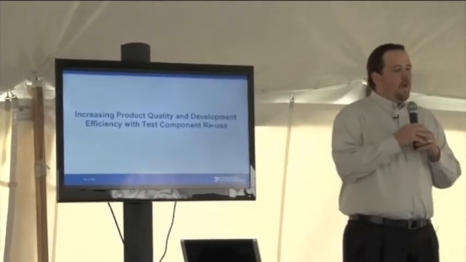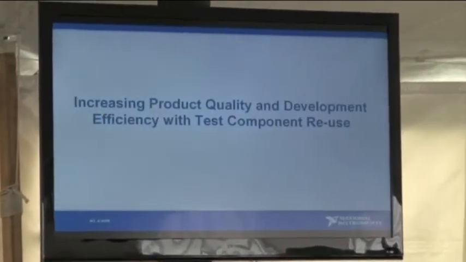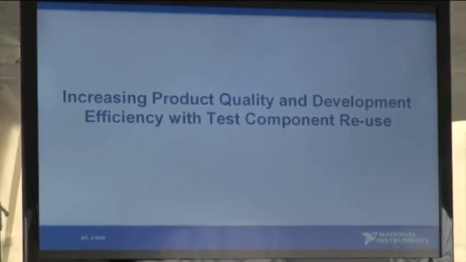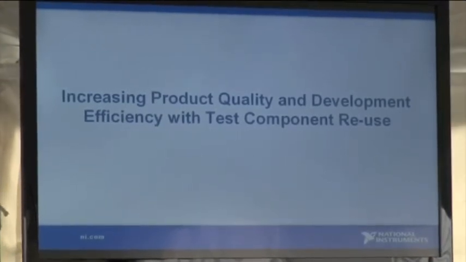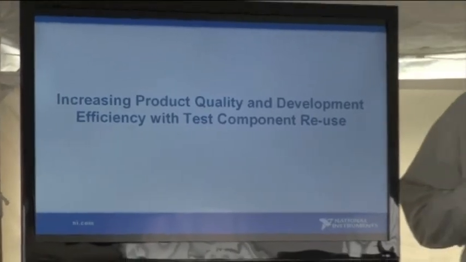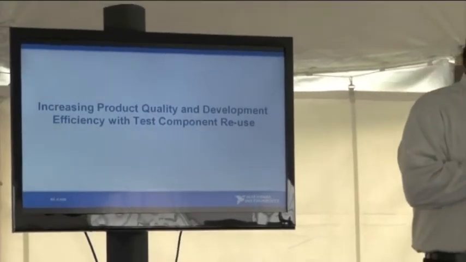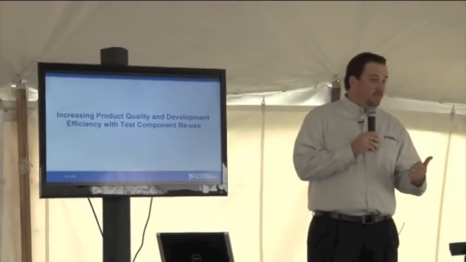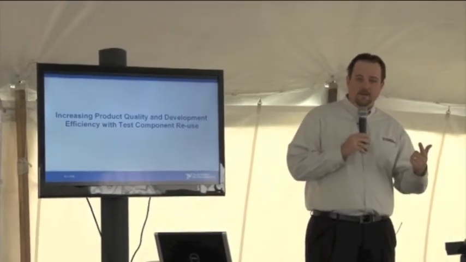Okay, so then I'd like to wrap up with just one other trend that we've been seeing growing in its usage to address some of these challenges. And really that is increasing the test component reuse throughout the process to increase the quality of a product and increase the efficiency of the development of that product.